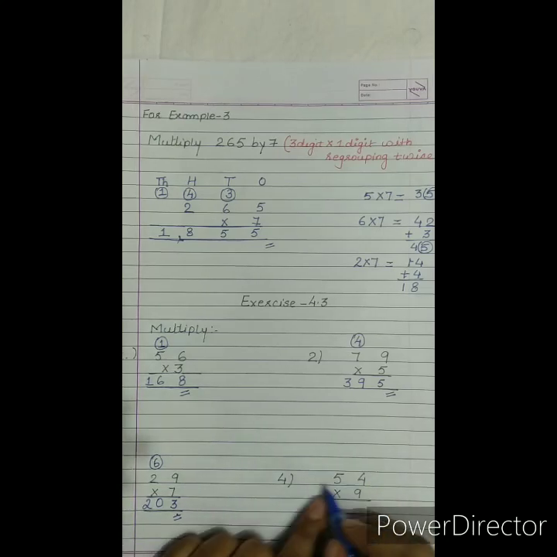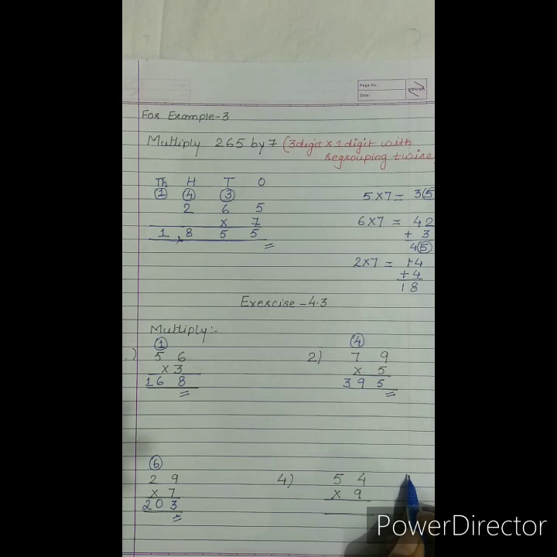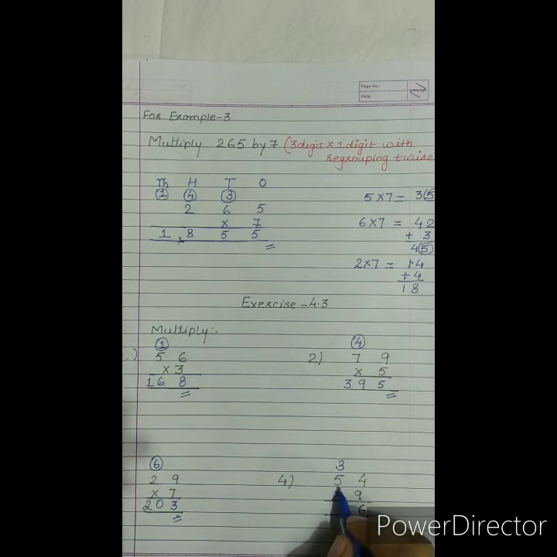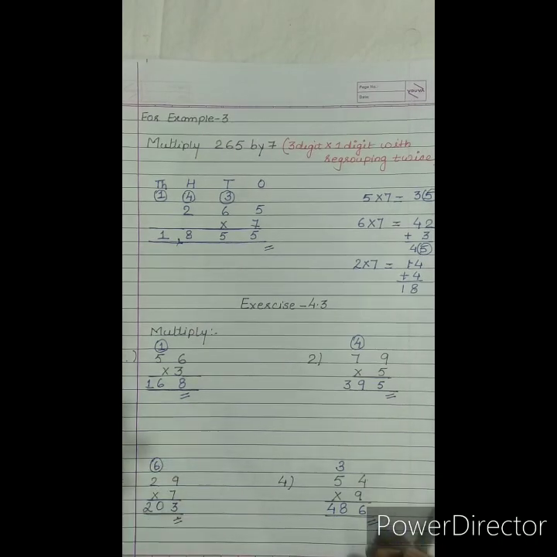Next is question number 4. 54 multiplied by 9. So children, remember, for learning multiplication, you all have to learn the tables thoroughly. Okay. 9 4 ja 36, 3 carry. 9 5 ja 45, 46, 47, 48. So our answer is 486.